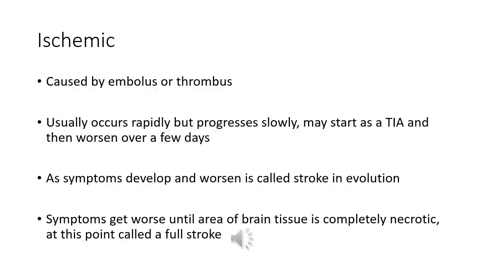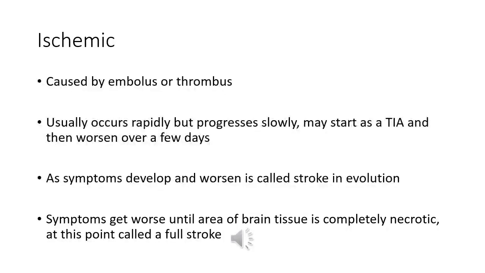So as I mentioned before, the ischemic strokes account for 90% of all strokes. They are typically caused by an embolism or a thrombus in combination with atherosclerosis or arteriosclerosis. They typically occur very rapidly, but they can progress slowly. So all of a sudden symptoms might come on, but the symptoms might not be very pronounced.